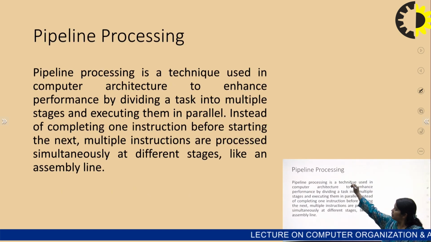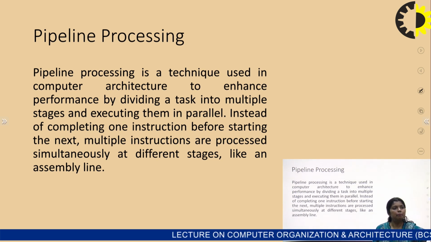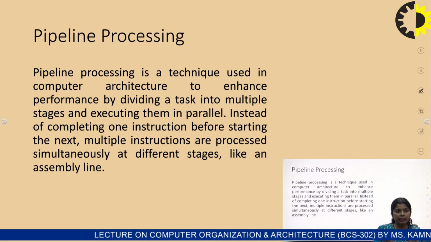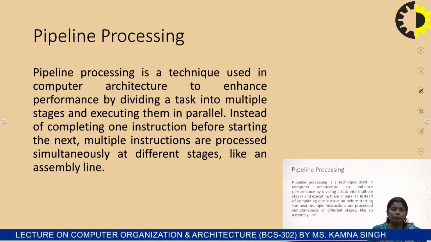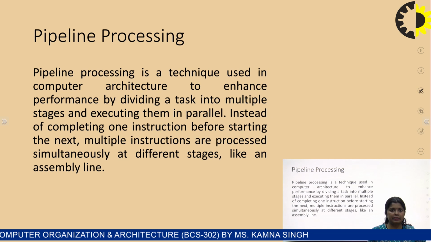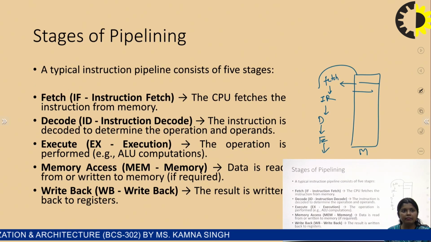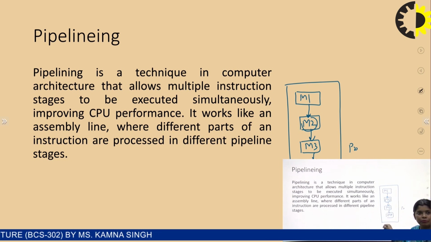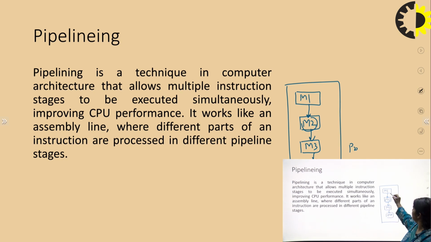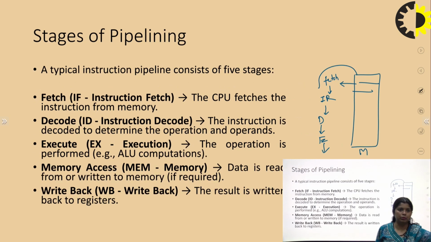So let's discuss pipeline processing. Pipeline processing is a technique used to enhance performance by dividing the task into multiple stages that work in parallel. What does that mean? As we discussed, the whole project is divided into multiple tasks, and these tasks are executed simultaneously. There is an input, and it produces an output, and that output is taken as the input for the next module.